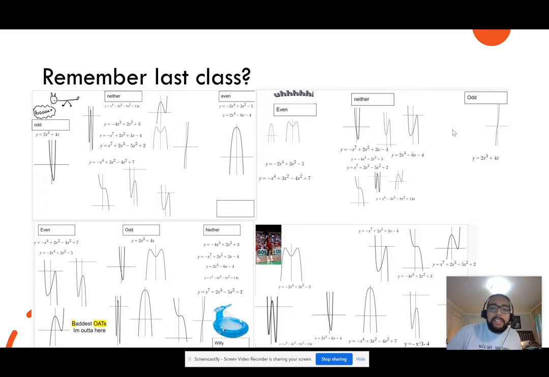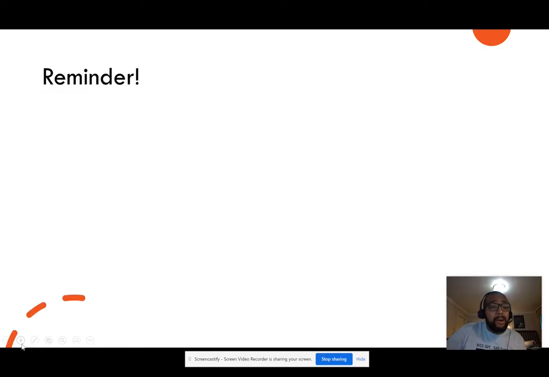And yes, we did discuss even and odd functions, primarily with symmetry. But really, we're going to something different now. With this, there was not a wrong answer. There was not a right answer. However, our goal is to figure out what all of this is.